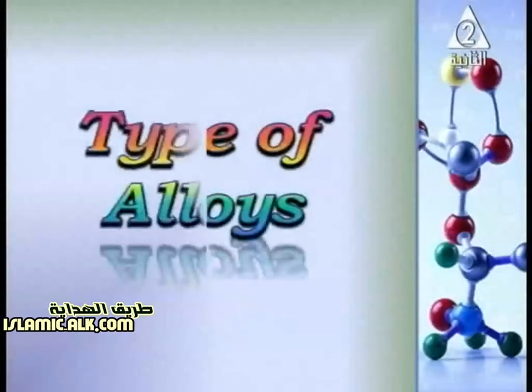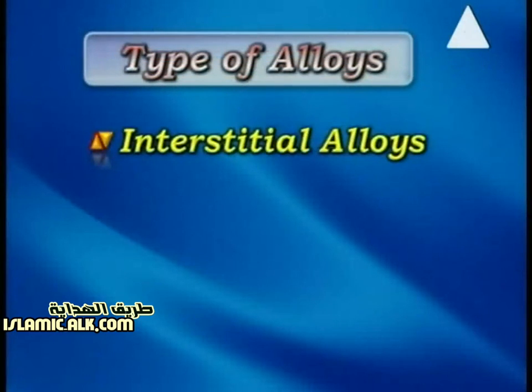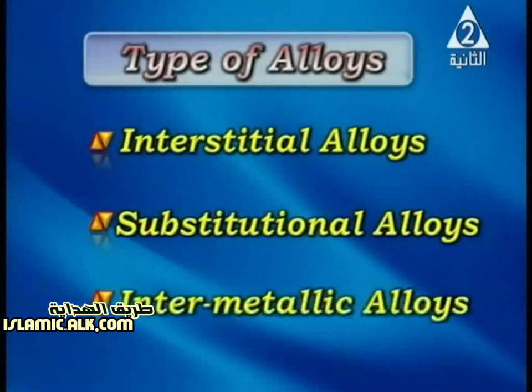Now we are going to discuss the types of alloys. Here we have three types of alloys. The first one is interstitial alloy, second one is substitutional alloy, and third one is intermetallic alloy. We are going to discuss each one in details.